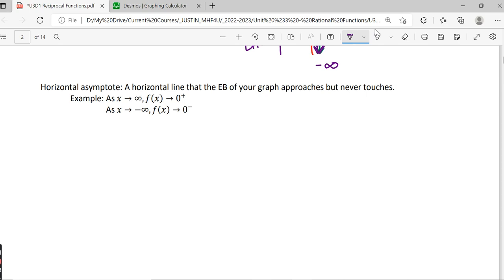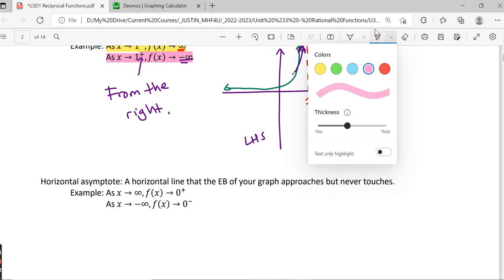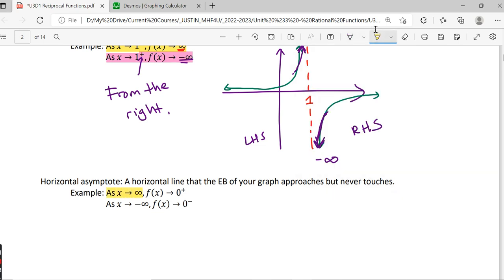And what about a horizontal asymptote? So same thing, I'm going to use the same graph, okay? So this first, what does this mean? If we're looking at it horizontally, then we're looking to see what happens when x becomes very, very big. So I'm going to use yellow for this. So as x becomes very big, so out here, f(x) approaches 0 from above.